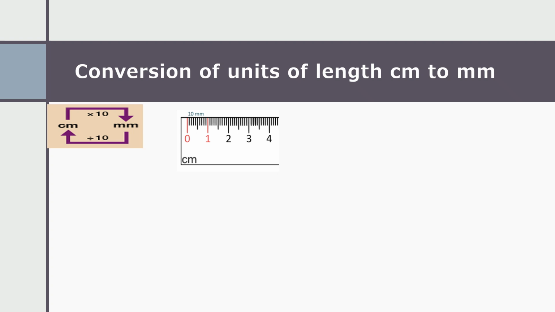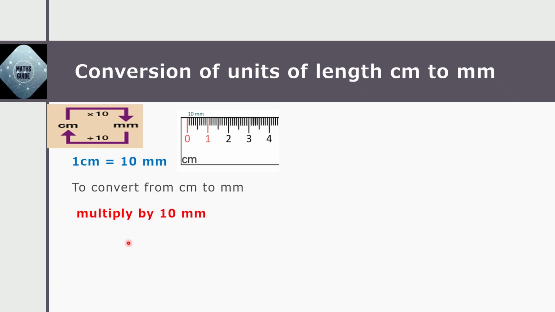Now let's learn how to convert units of length from centimeter to millimeter. Now look at this figure. To move from centimeter to millimeter, we will multiply by 10. Why by 10? As you can see in the ruler you use in your classroom, in 1 centimeter, in between them there are 10 short lines, and each line is representing 1 millimeter. It means 1 centimeter has 10 millimeters. That's why we will multiply by 10 to convert from centimeter to millimeter.